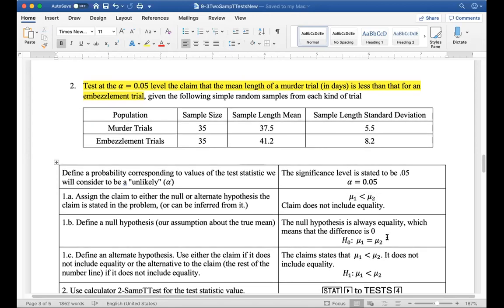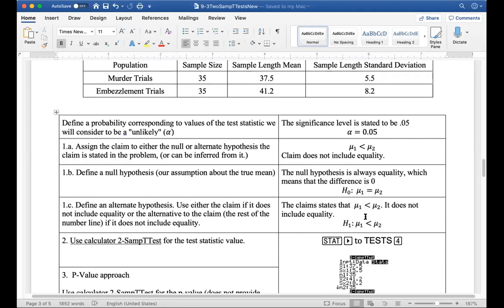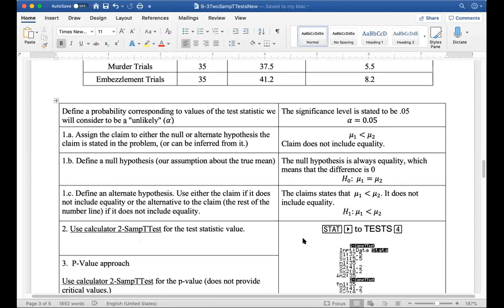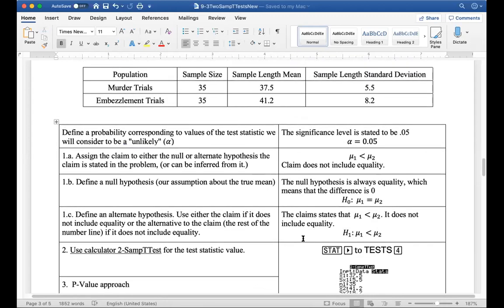Again, the null is that they're the same. And since this claim did not include equality, the alternate is the same as the claim. And we'll again use the calculator 2-SampTTest and put the information in. 35, 37.5, and 30, and we have to make sure we get the mean, standard deviation, and sample size into the correct line of the input. So 37.5, 5.5, and 35. So that's what we need here.